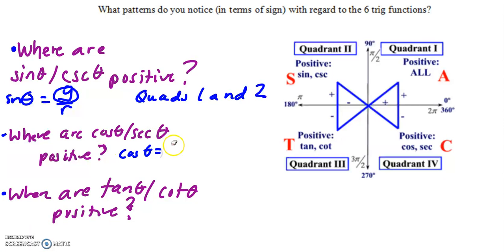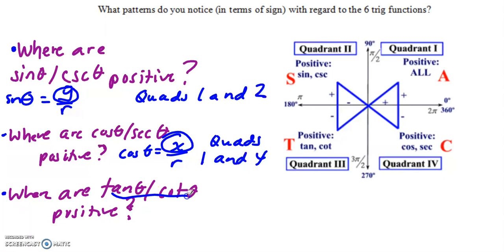If I ask you where is cosine and its reciprocal secant positive, remember that cosine out of the past couple of examples has really been x over r. So if we look at our coordinate plane and say where is x positive, well, x is going to be positive in the first and fourth quadrants. So same with cosine, quadrants 1 and 4.